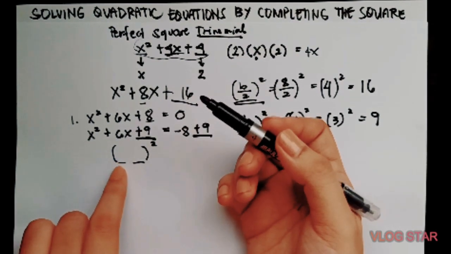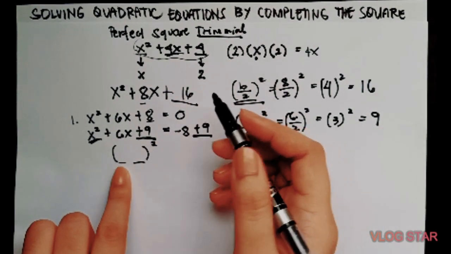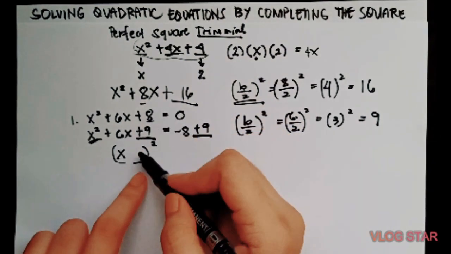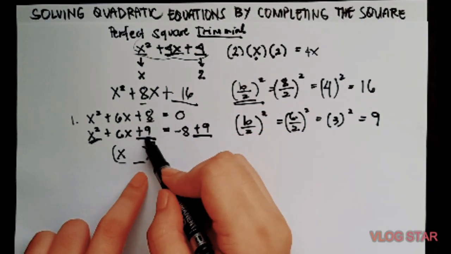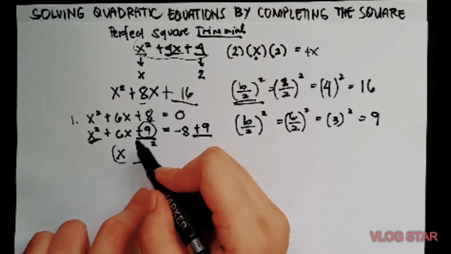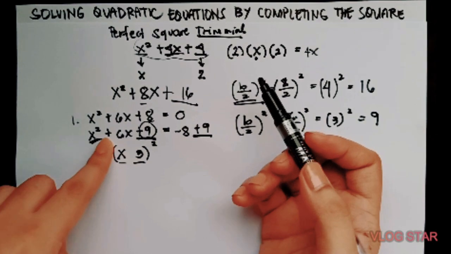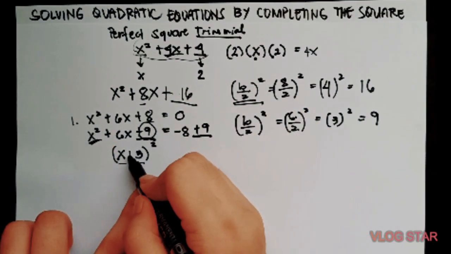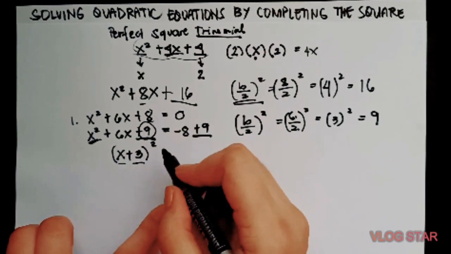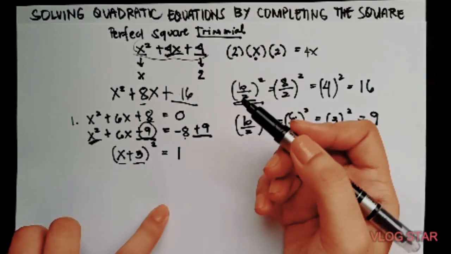The first term here should be the square root of the first term of the trinomial. The square root of x squared is x. And then the second term will be the square root of the third term. The square root of 9 is 3. And then I'll take the sign of the middle term, which is positive. So this will be (x + 3) squared equals negative 8 plus 9, which is 1.